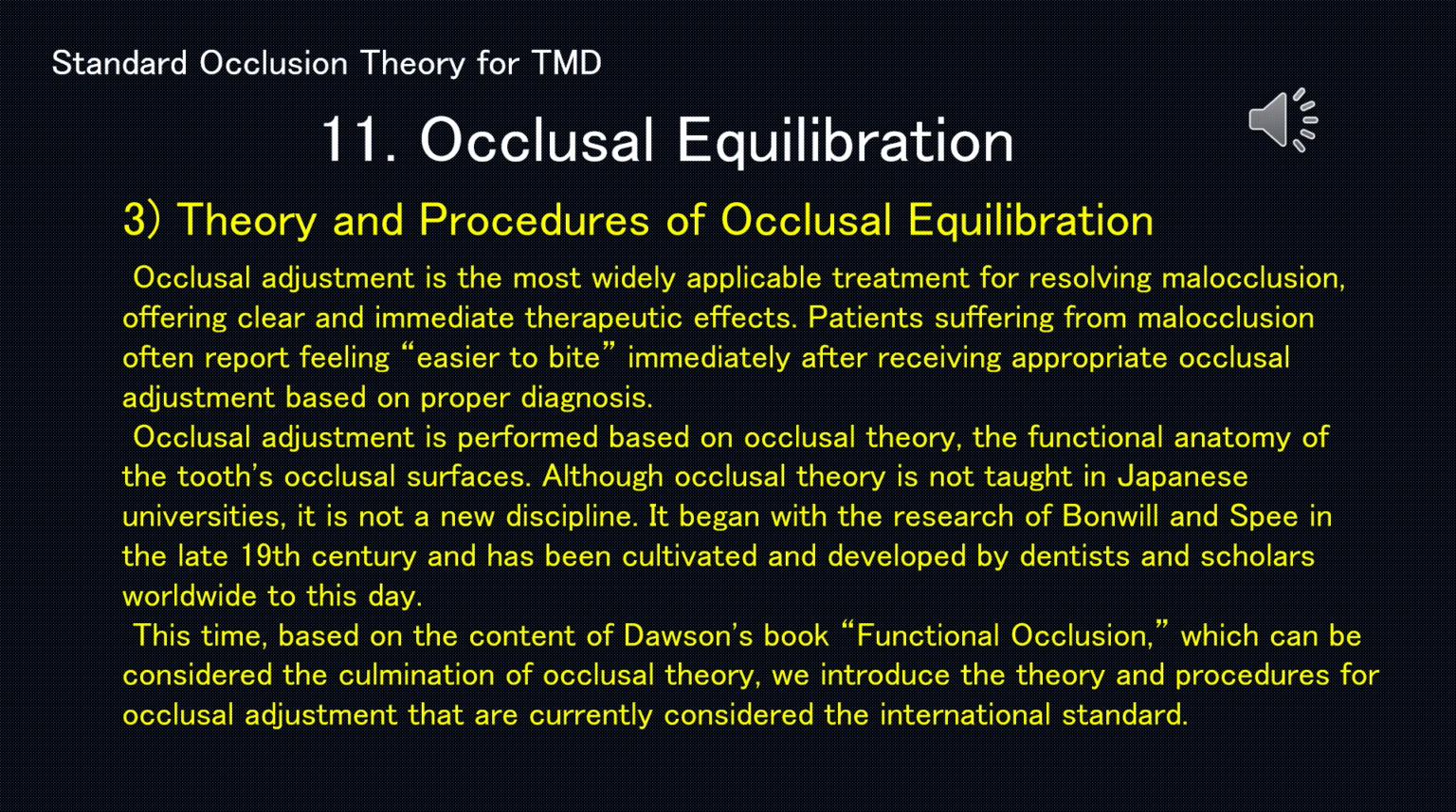Although occlusal theory is not taught in Japanese universities, it is not a new discipline. It began with the research of Bonwill and Spee in the late 19th century and has been cultivated and developed by dentists and scholars worldwide to this day. This time, based on the content of Dawson's book, Functional Occlusion, which can be considered the culmination of occlusal theory, we introduce the theory and procedures for occlusal adjustment that are currently considered the international standard.